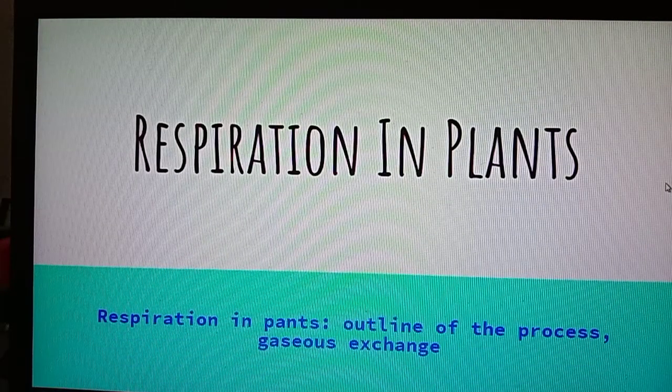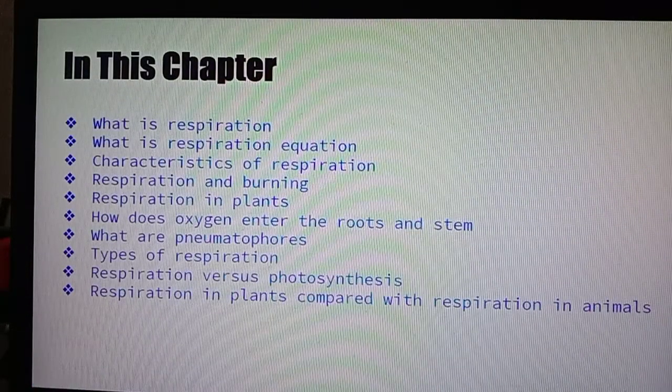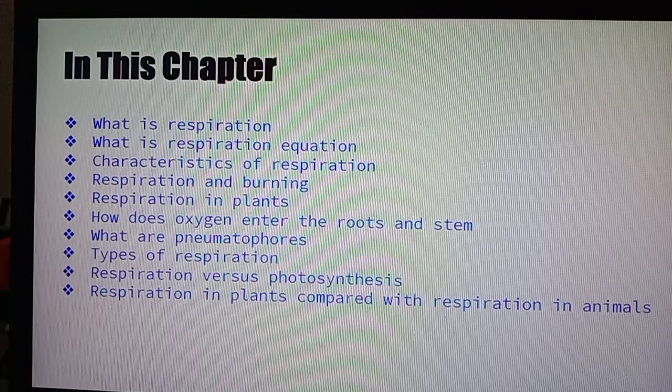Our today's video's topic is respiration in plants. In this chapter, we will study what is respiration equation, characteristics of respiration, respiration and burning, respiration in plants, how does oxygen enter the roots and stem, what are pneumatophores, types of respiration, respiration versus photosynthesis, and respiration in plants compared with respiration in animals.